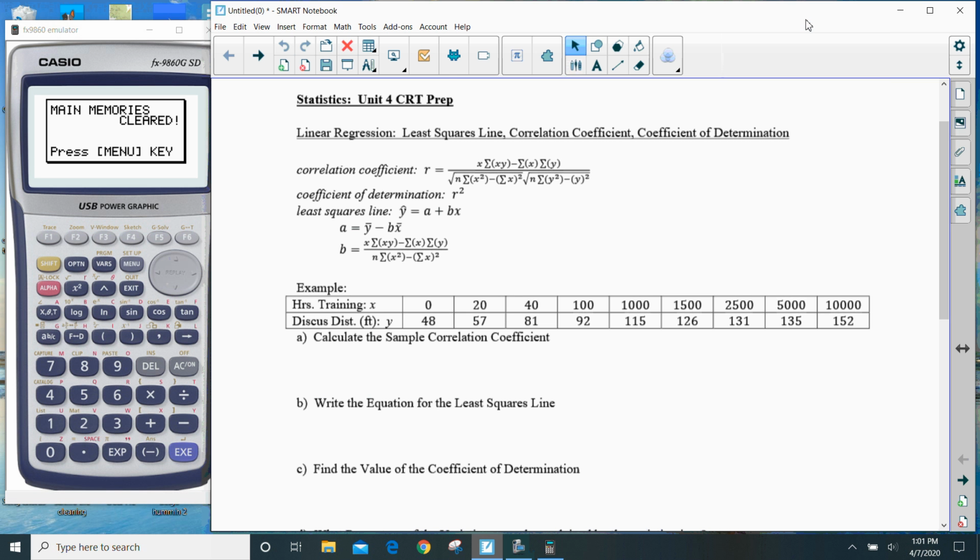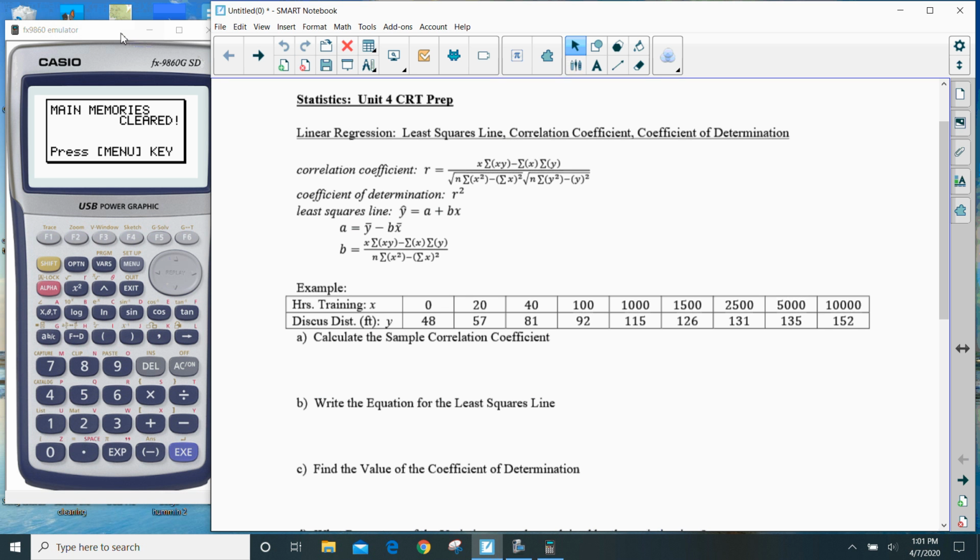What we are going to be talking about now is Unit 4, the key idea behind which is a thing called linear regression, which is broken down into several key categories: the least squares line, the correlation coefficient, and the coefficient of determination. All of these formulas are the formulas for these key items.